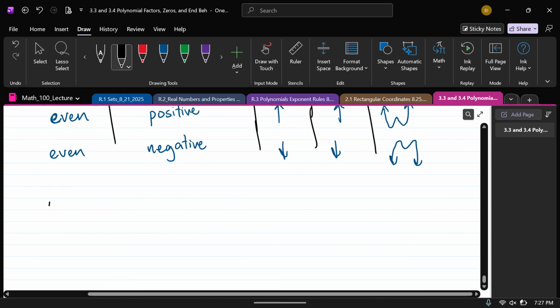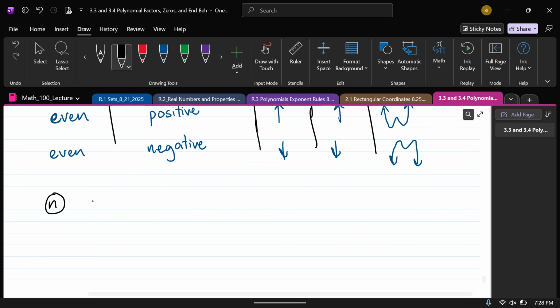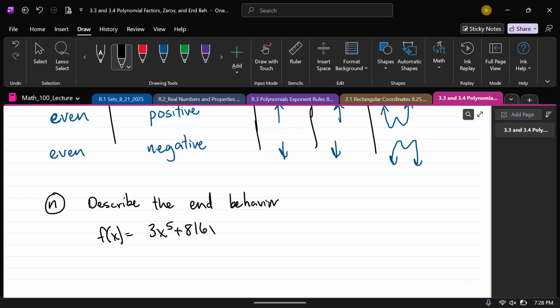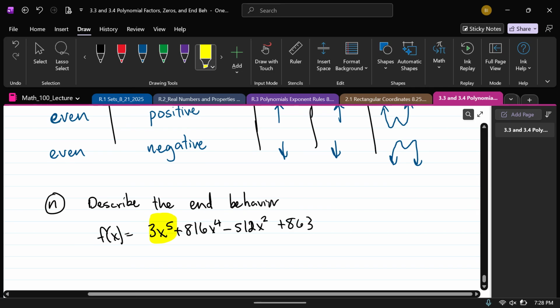So let's do example, I think this is N. Describe the end behavior. Here's our function. F of x is equal to 3x to the fifth plus 816x to the fourth minus 512x squared plus 863. The only thing that matters in that whole polynomial is this thing right here. None of the rest of it matters as far as end behavior goes.